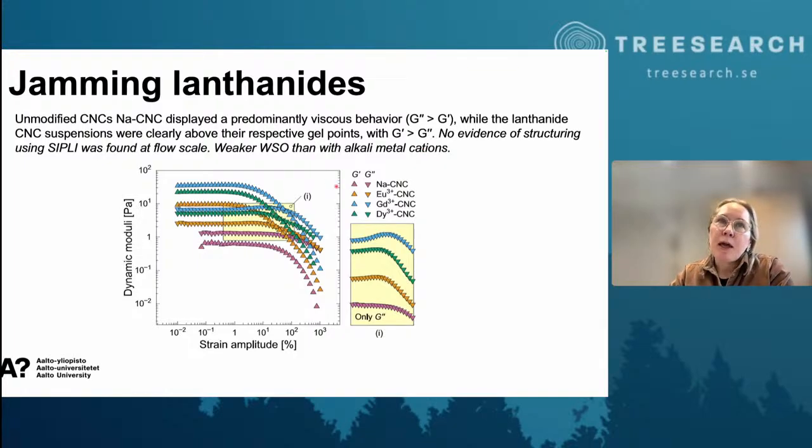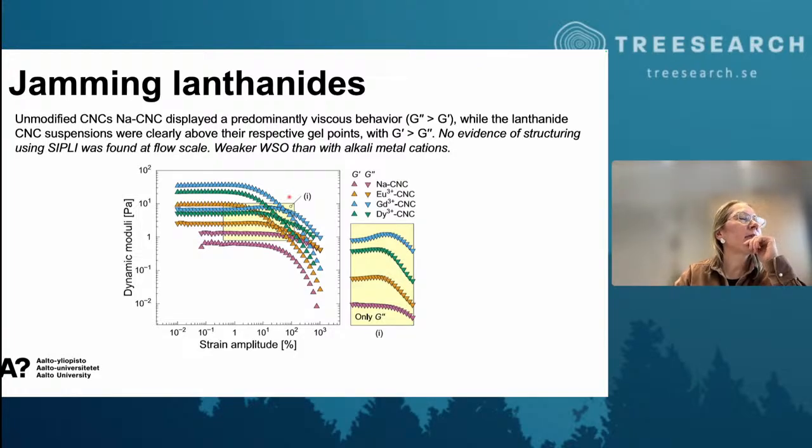And the network behavior works a little bit differently, so we can see less of this strain overshoot in this region with the lanthanides than with the alkali metal cations.